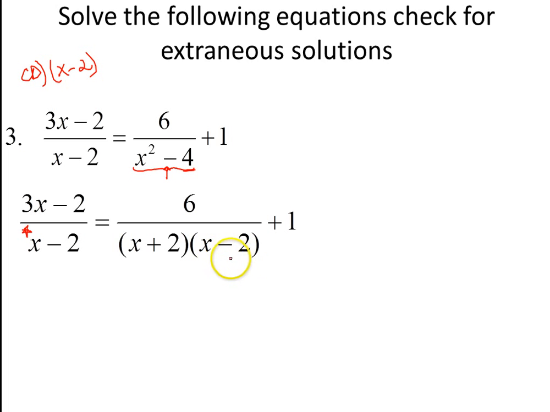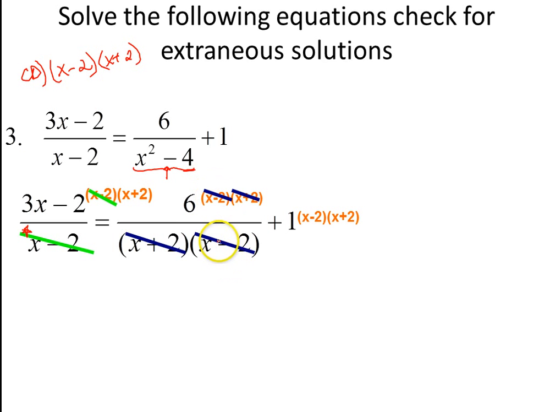I already have that over here, but I need to add to that an x plus 2. So I need to multiply every fraction that we have by x minus 2, x plus 2. Now on the first one, what's going to cancel? Just the x minus 2's. On the second one, what's going to cancel? Both of them. X minus 2, x minus 2, x plus 2, x plus 2. They're gone. The third one, this is just 1, so it's 1 over 1.